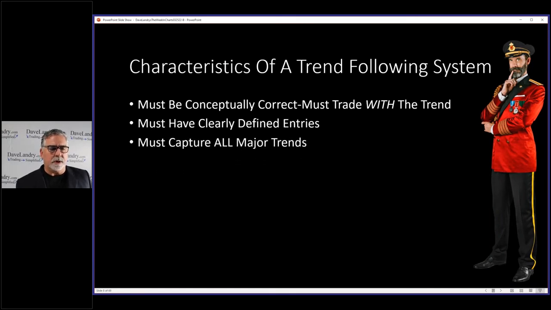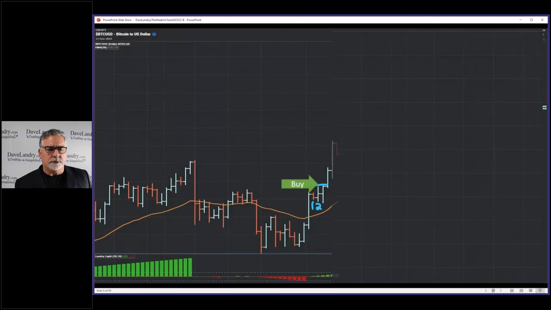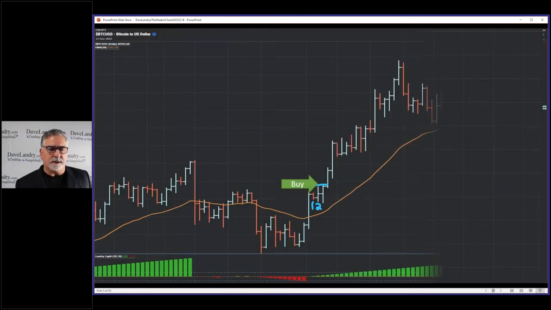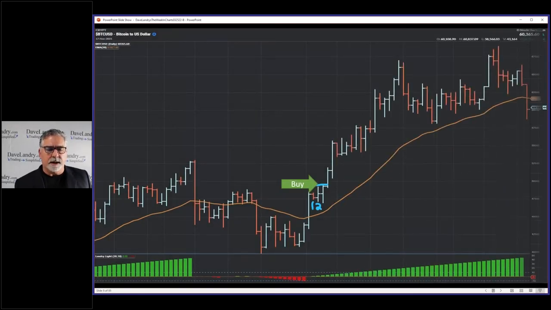It must capture all major trends. Following up on this chart, this is Bitcoin. You can see after that nice little buy signal, it chopped around for a while, and then it took off. When I said chopped around, I mean back here. I'm just looking at this, and I always notice things once I start the webinar, obviously. But back here, you can see it chopped around for about a month or so, and then it finally took off.